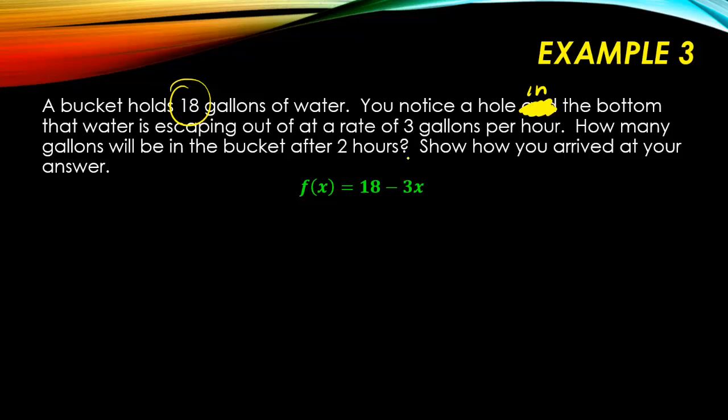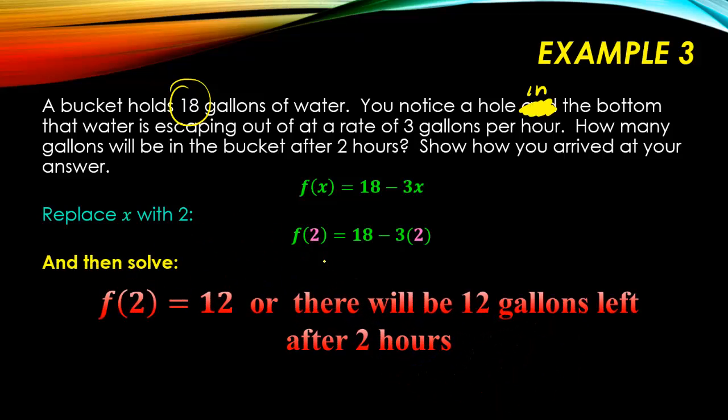So minus 3x. And we want to know how many gallons are going to be in the bucket after 2 hours. So we're going to replace that x with 2, which is going to give us 18 minus 3 times 2. And 3 times 2 is 6. So 18 minus 6 equals 12. And there will be 12 gallons left after 2 hours.